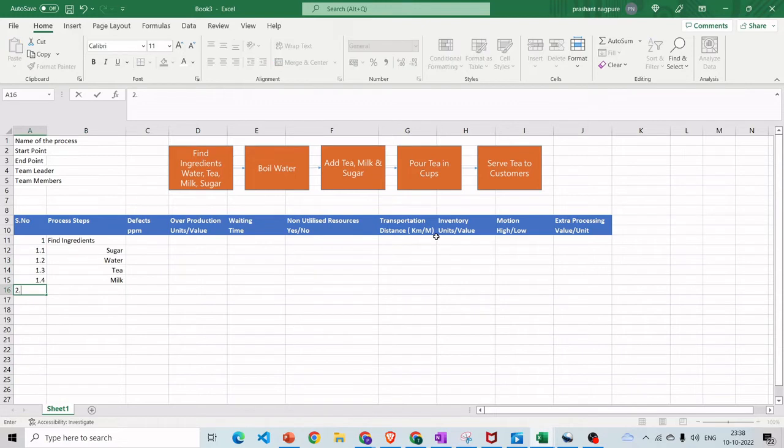Let's say my second item is boil water, and I need a pot and water, and my third is add ingredients.